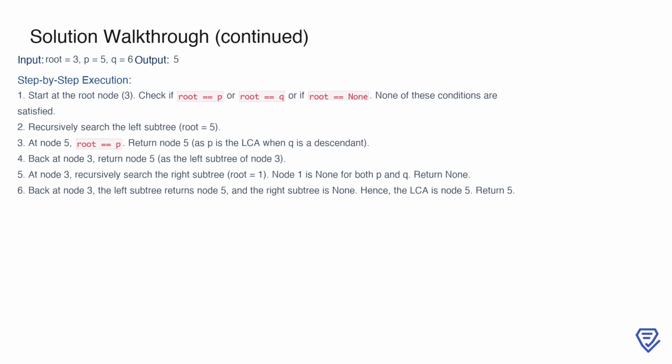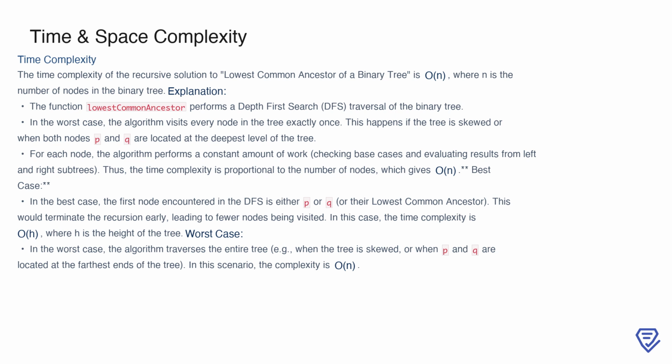Combining these results at node 3, we see that the left subtree returns node 5, while the right subtree returns null. Thus, node 5 is confirmed as the lowest common ancestor of nodes 5 and 6. The time complexity of the recursive solution to the lowest common ancestor of a binary tree problem is O(n), where n represents the total number of nodes in the tree.